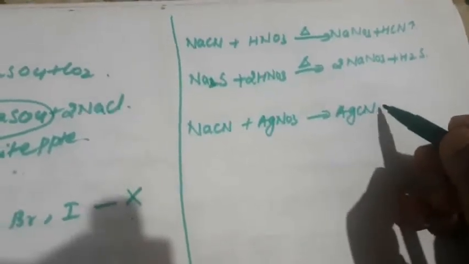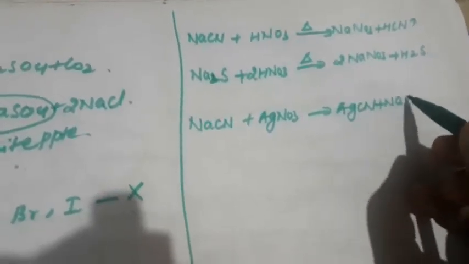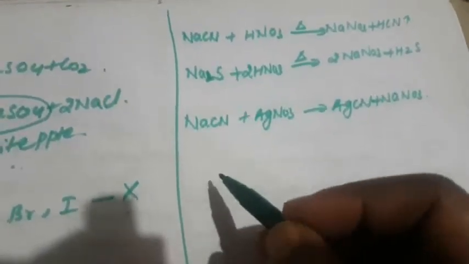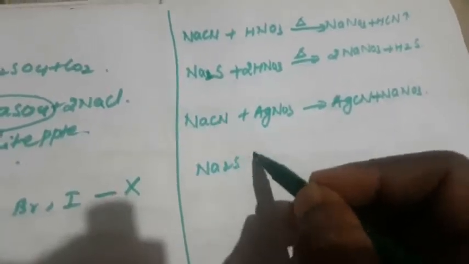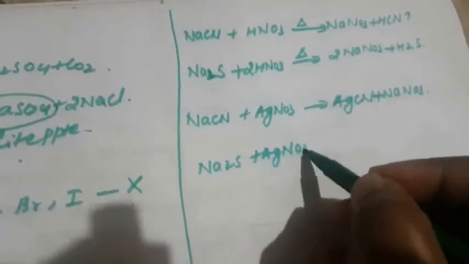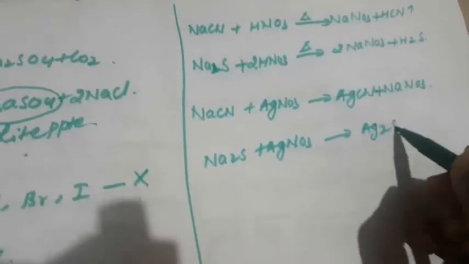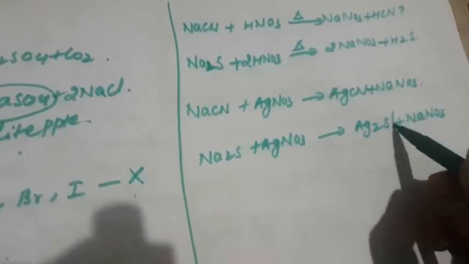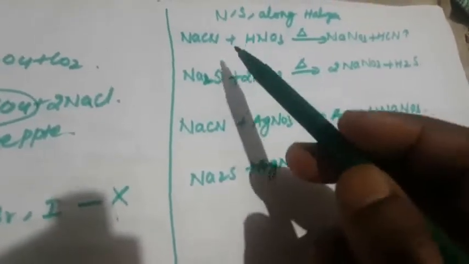Again sodium cyanide, sodium nitrate. Again sodium sulfide plus silver nitrate gives Ag2S. Okay, what is the meaning for that? Suppose the compound contains nitrogen and sulfur along with halogen, this is the reaction.